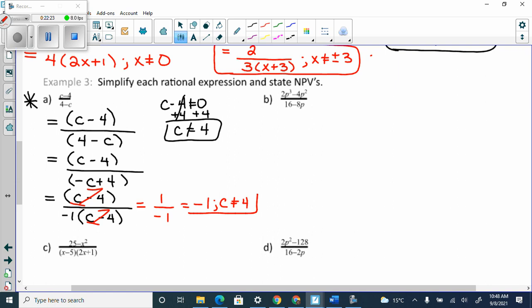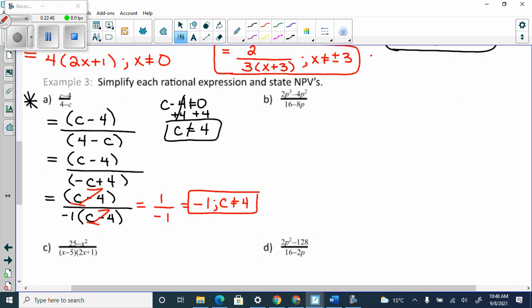A whole bunch of people will get to the negative 1, and then they'll say there's no non-permissible values, because they don't state the non-permissible values before they cancel. So if you look here, it looks like there's nothing in my denominator. There's no variables, right? But back here there was, and therefore I need to state non-permissible values before I cancel. Okay? All right.